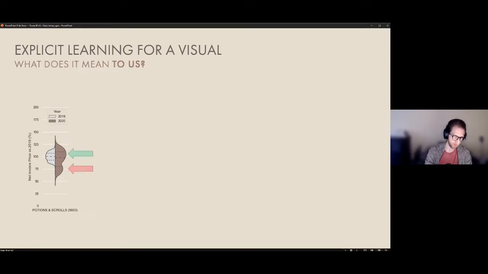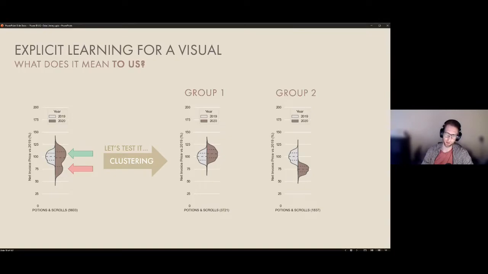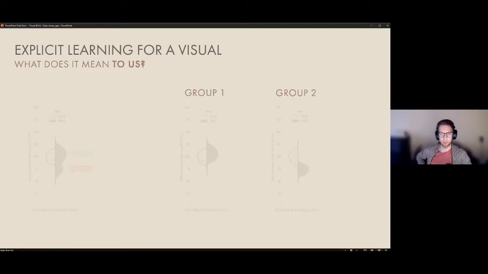Well, if we look at this violin plot and we look at the two different humps, we think that these are forming two different groups, and we can actually test that by doing some clustering analysis. We see that this is actually confirmed, that our customers are grouped into two distinct groups. One group of customers where the average price has increased, and another group of customers where the price has decreased. Why this is relevant is that our customers are clustering by price. So when we're talking about price, we should treat our customers differently.